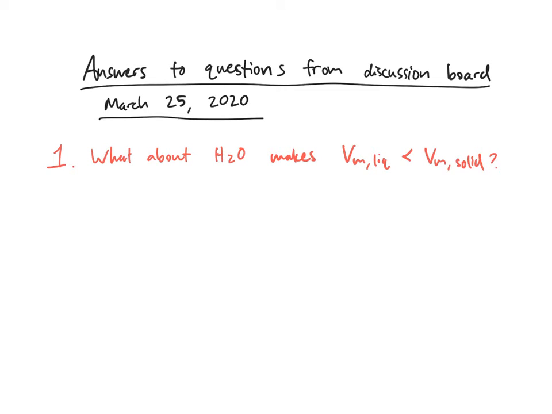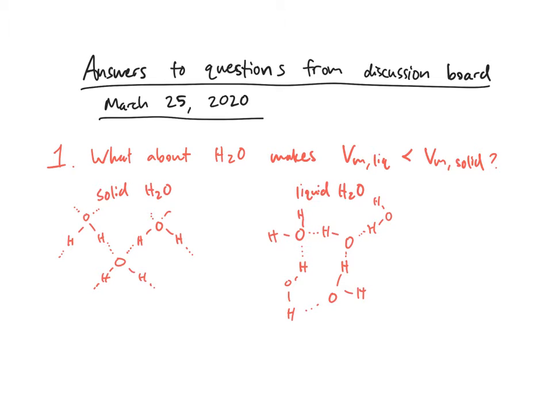What are the properties of H2O that allows the molar volume of the liquid to be less than the molar volume of the solid? I'm going to draw a picture here in a moment that will help illustrate why that is. So you've probably seen a diagram like this before. Over here, I'm depicting solid H2O. Notice that all of the molecules are lined up and arranged in very regular patterns.